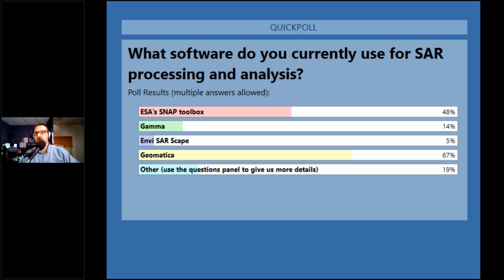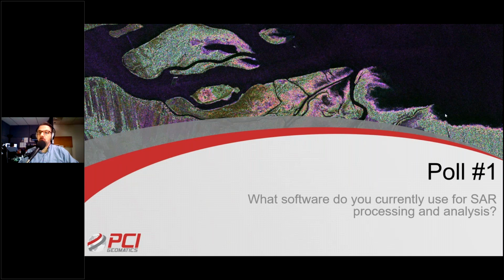It's kind of interesting. A lot of you are using Geomatica, a lot of you are using SNAP, a few of you using GAMMA and other. So if you did put other, if you wouldn't mind typing in the questions panel and letting us know what that is. We know there's a lot of tools. There's, you know, MATLAB based, there's open source projects. There's a lot of things out there, and we're always curious to hear what's out there and what you're using and what we could do to make our tools even better.